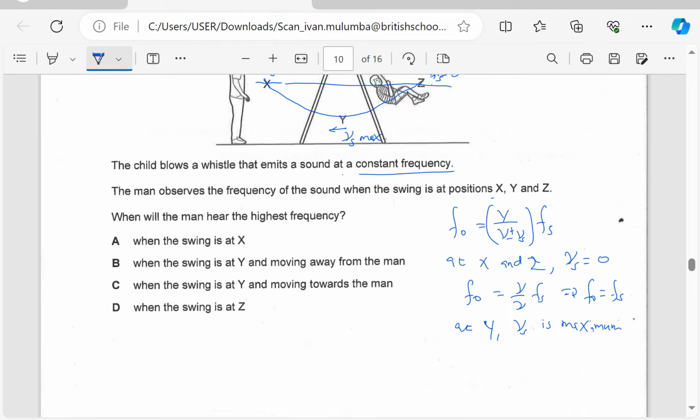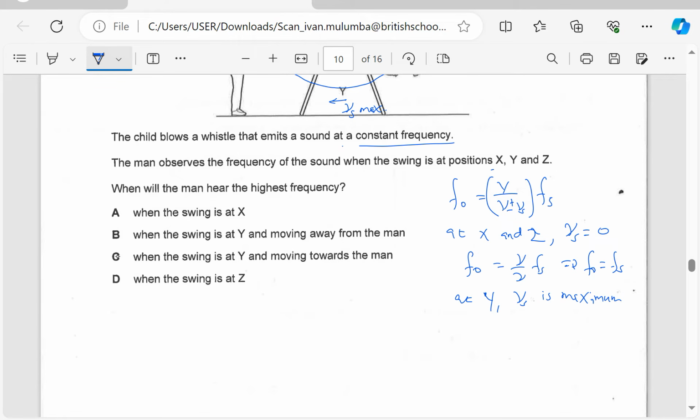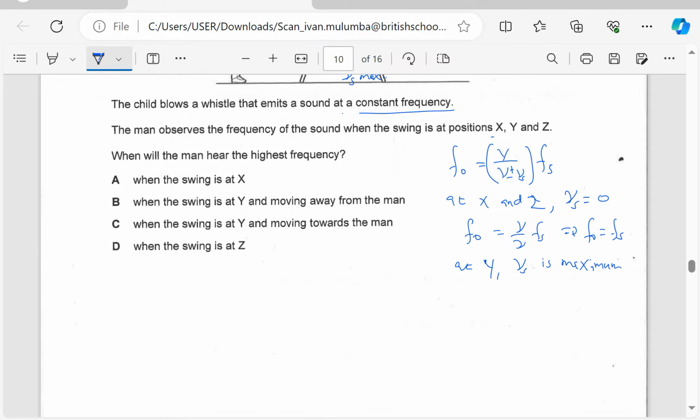But remember, for high frequency, when the child is moving towards the observer, it is minus. When the child is moving away from the observer, it is plus. So in this direction, F naught is greater than Fs. If he's moving away, F naught will be less than Fs. So the question is, when will the man hear the highest frequency? So he must be moving towards.